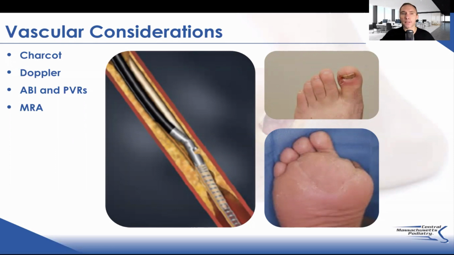It's very important to do Dopplers in our patients in the office if we can't feel their pulses, and then ABIs and PVRs. We tend to do that once a year for our patients that have diabetes over the age of 50 and non-diabetics over the age of 70. And then if we see any changes from year to year in the ABIs, we'll send them for further vascular exams, usually through vascular or interventional radiology for an MRA to evaluate if there's any problems.